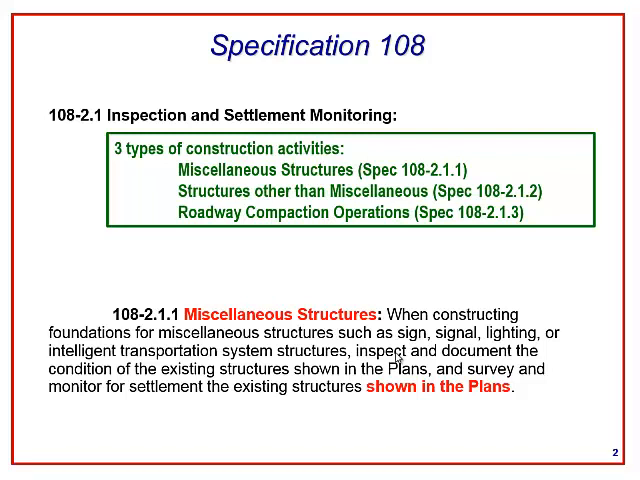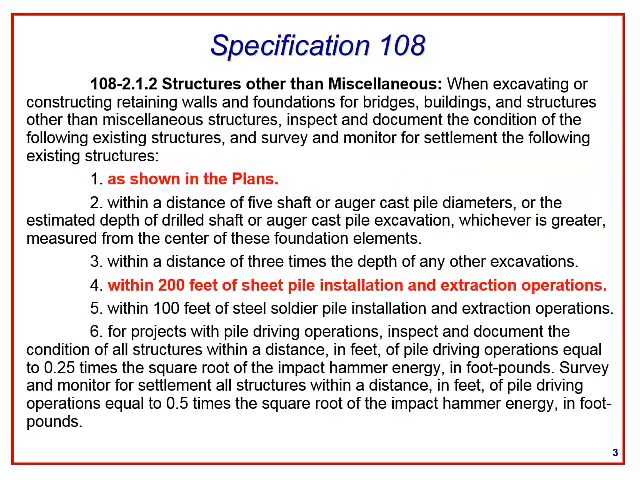This type of construction activity does not have prescribed limits, and I will explain what we mean by prescribed limits in a moment. But because there are no prescribed limits, any existing structure that needs to be monitored must be identified in the plans. The second type of construction are for structures other than miscellaneous structures. So these are your walls, bridges, and buildings, and again, as described in the specification. This type of construction does have prescribed limits listed in, as you can see on the screen here, item 2 through 6, which gives some prescribed limits.